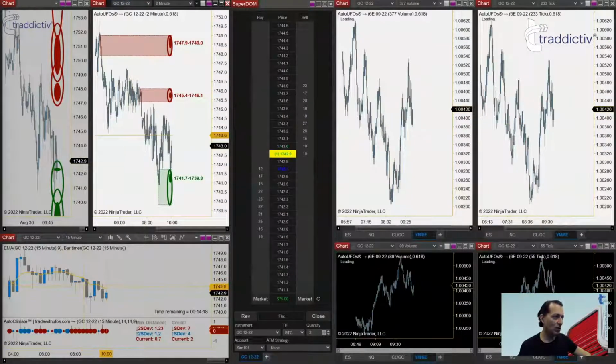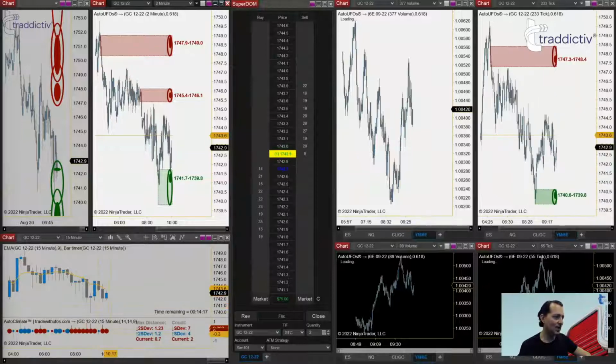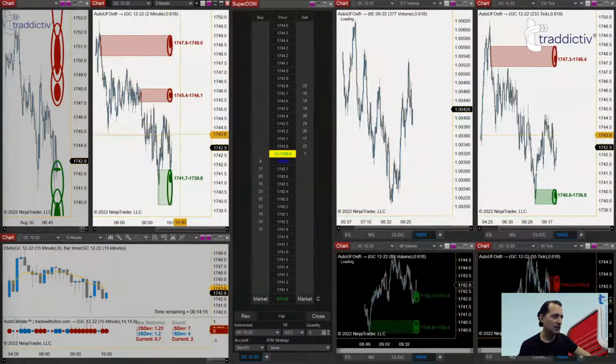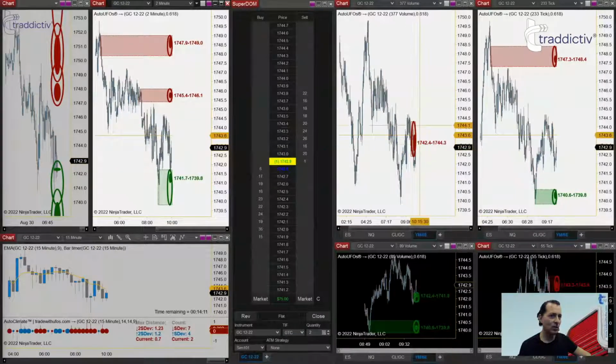So gold, still in a down climate, 1743.6 is the EMA. Oh, here we go. Red UFO there with an EMA inside. Okay, now we are currently trading at 42.8, so we are inside the EMA. Let me rephrase that. We are currently inside the UFO.